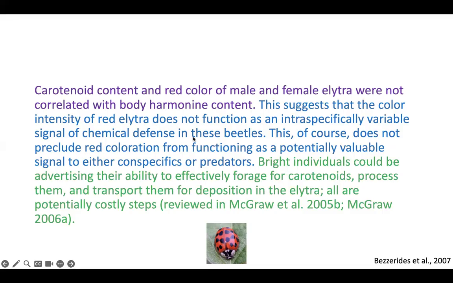They pulled in information from other papers here. They have citations here, and they use these to bolster their argument. Basically, they describe other things that could be going on in terms of why they found this specific result.